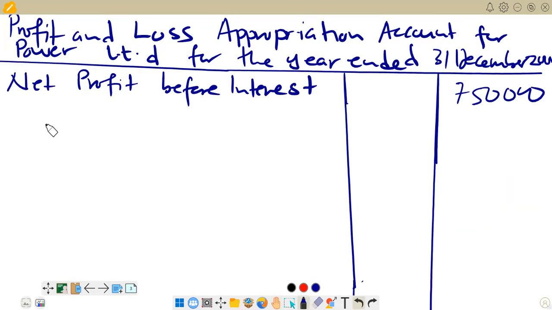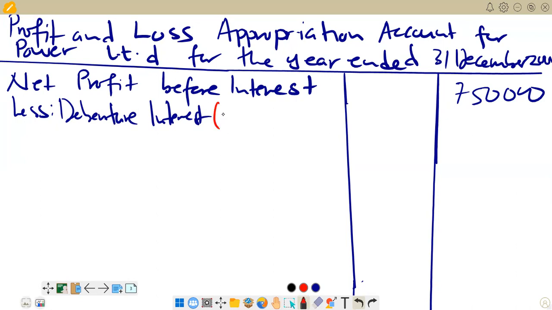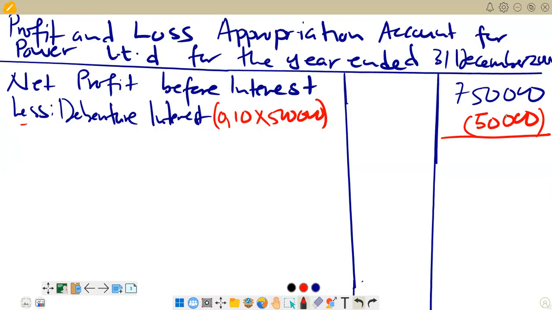We now say less debenture interest. It's very important that we show the working. We are saying 10%, which is 0.10 as a decimal, then we multiply by 500,000, and obviously the answer is 50,000. Remember, we are saying less here, so we are subtracting. So 750,000 minus 50,000, you are going to get 700,000. So that's what we have there.